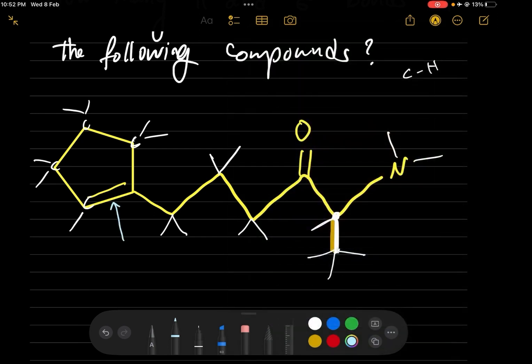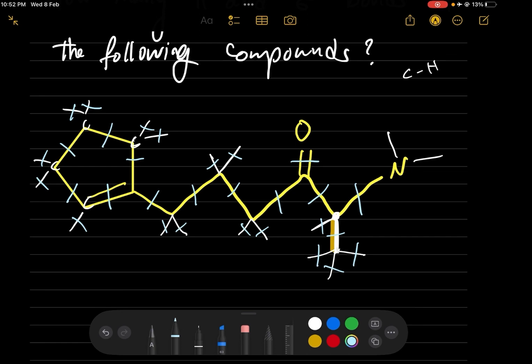Since you have a double bond in here, it indicates that you have a sigma bond and a pi bond. Put this in your considerations. So let's start. We have 1, 2, 3, 4, 5, 6, 7, 8, 9, 10, 11, 12, 13, 14, 15, 16, 17, 18, 19, 20, 21, 22, 23, 24, 25, 26, 27, 28, 29, 30, 31, 32.